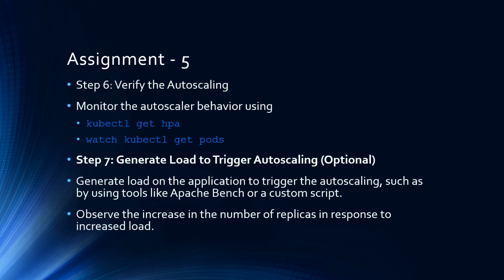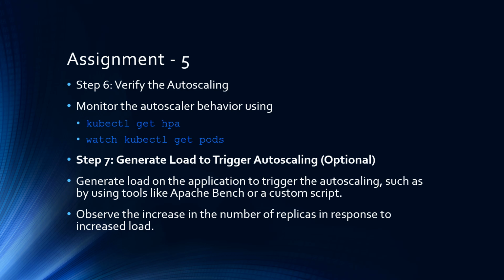Assignment 5 focuses on verifying and testing your autoscaling configuration. This is a critical skill in DevOps. It's not enough to just set up autoscaling. You need to verify it works as expected. The kubectl get hpa command is your window into the autoscaler's behavior. When you run this command, pay attention to several key metrics: current/target replica counts, current resource utilization, last scale time, and whether the HPA is able to successfully gather metrics.